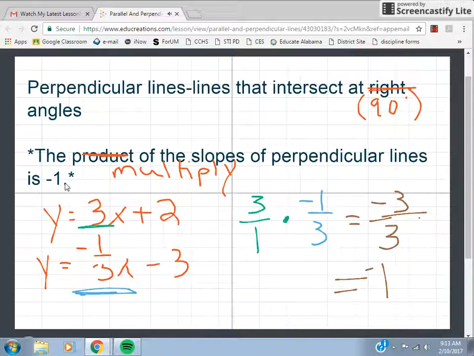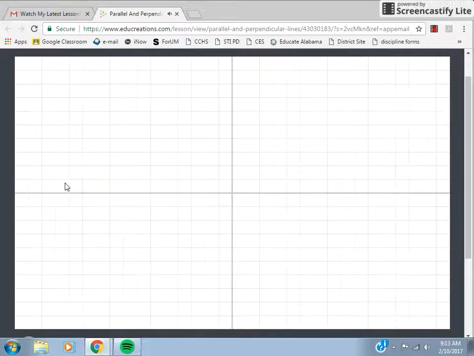So as you can see, when the slopes are opposite reciprocals, that means you have one positive and one negative, and reciprocals of one another are flipped. So we had 3 and then we had 1 over 3. When the slopes are opposite reciprocals, their product is negative 1 and the lines are perpendicular. Let's take a look at some equations.